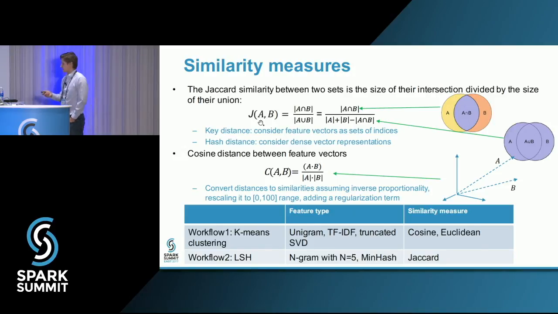Based on the tests, the best performance for workflow one is with unigram TF-IDF, truncated SVD, and cosine distance. However, min hash works best with a larger n-gram granularity and the Jaccard similarity.